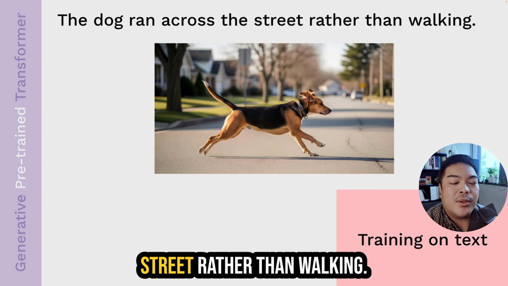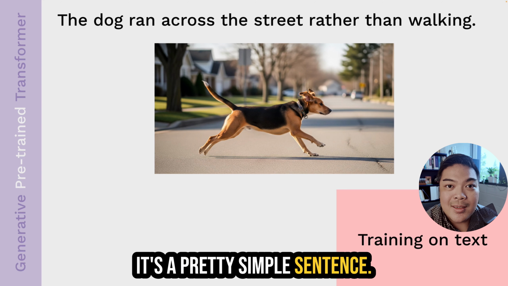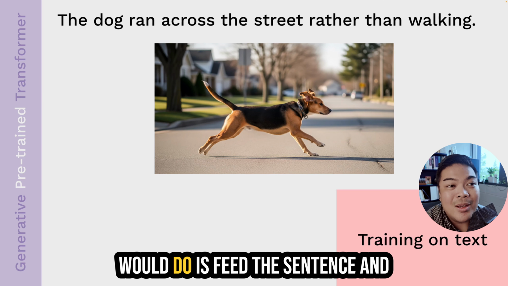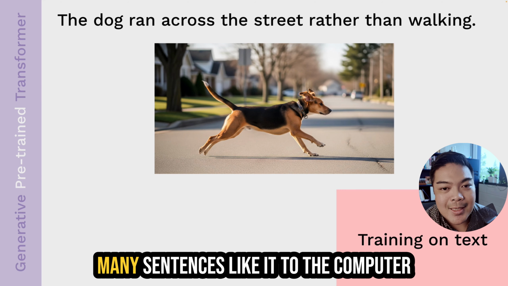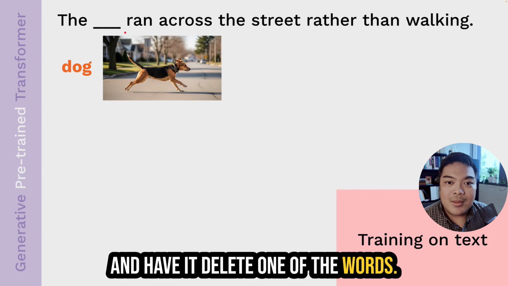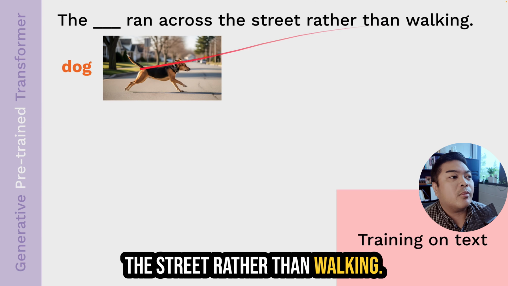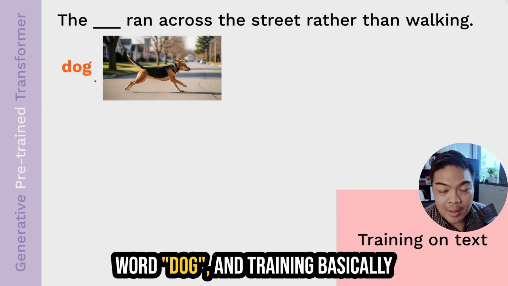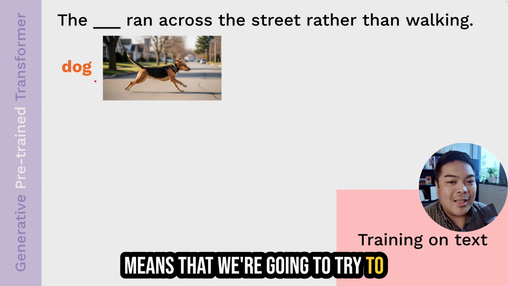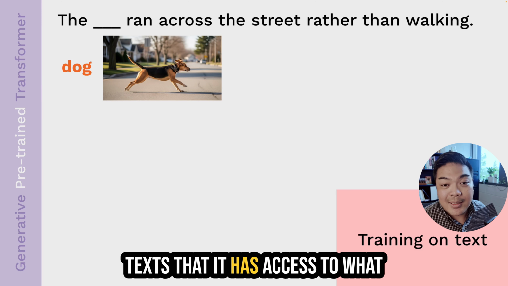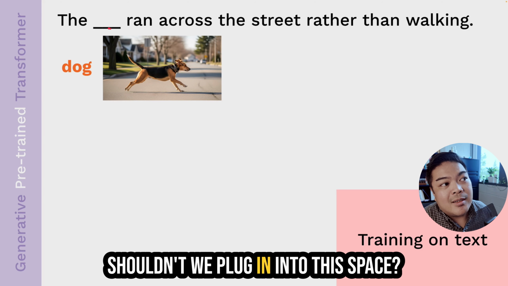The dog ran across the street rather than walking. It's a pretty simple sentence. It's one that you might find on the internet somewhere. And what you would do is feed the sentence and many sentences like it to the computer and have it delete one of the words. Here we have the blank ran across the street rather than walking. And we know that we deleted the word dog, and training basically means that we're going to try to get the computer to learn based off all these examples of other text that it has access to. What should we plug into this space?